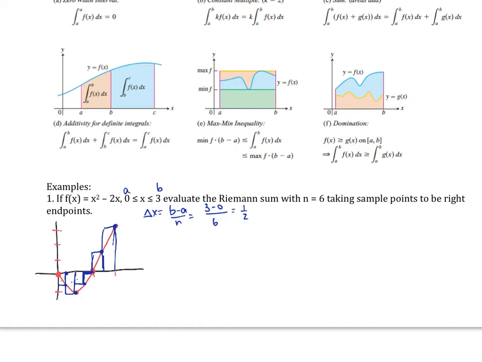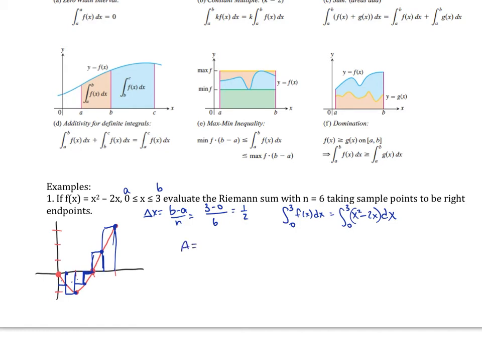Now, writing this in an integral fashion, this is the integral from 0 to 3 of f of x dx, which is the integral from 0 to 3 of x squared minus 2x dx. That's if I wanted to write this in integral form. So now let's find the area.